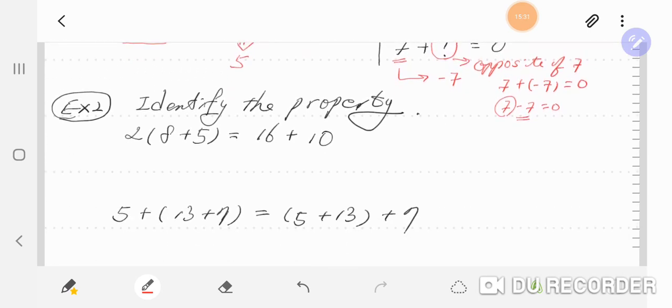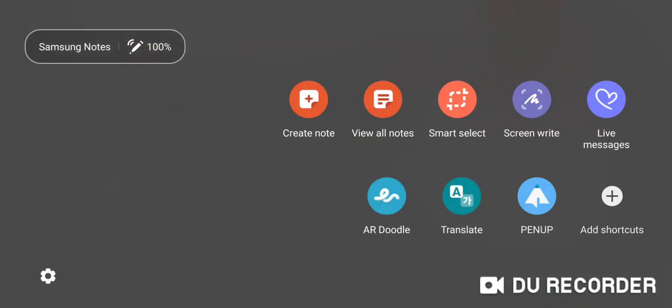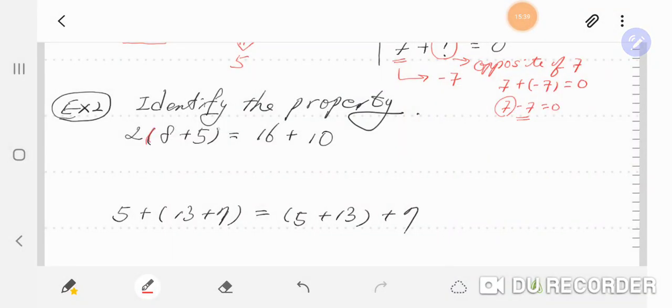Okay, example 2. Identify the property. Look at this. We have a parenthesis A and B, parenthesis 8 and 5, and 8 and 5. This is an addition, right? So what we did is multiply the first number 8 by 2, which is 16, and multiply the second number 5 by 2, which is 10. So this is the distribution property, right? The distribution property.